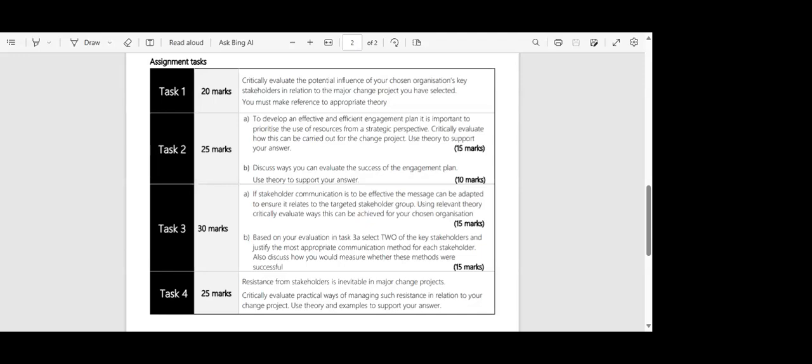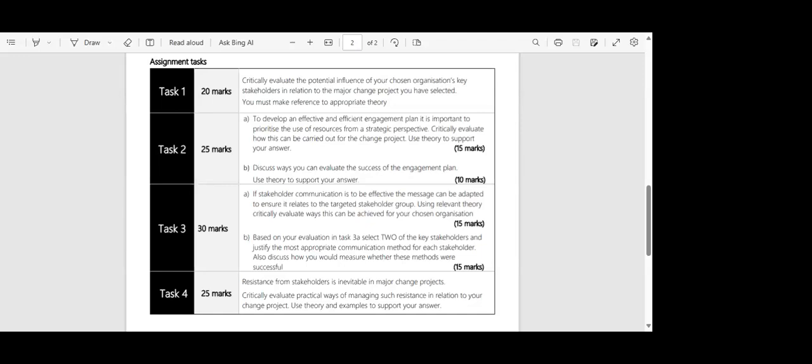If you take your study guide, each task is allocated according to that study guide only. Task One is about critically evaluating the potential influence of a chosen organization's key stakeholders in relation to the major change project you have selected. So here you have to write the potential influence of your key stakeholders. Who are the key stakeholders in your organization, and what are their functions in this major change project?